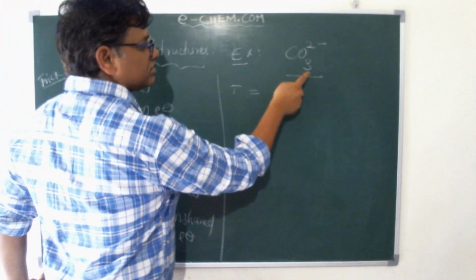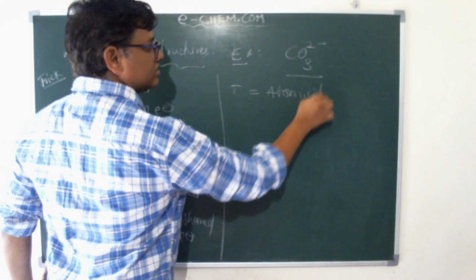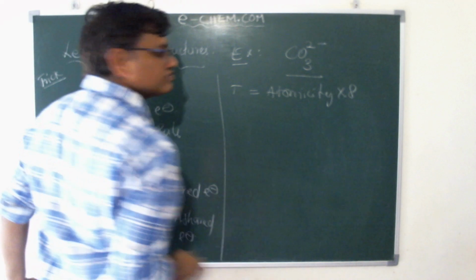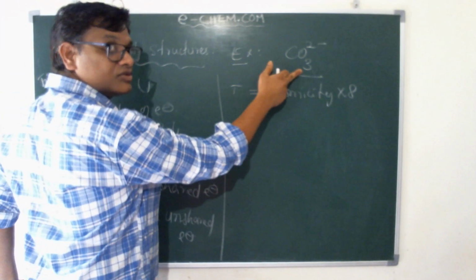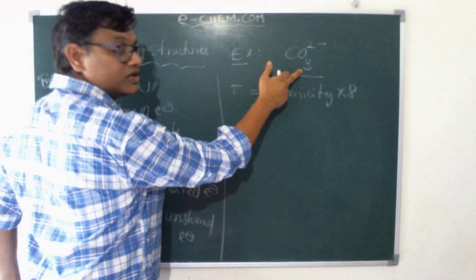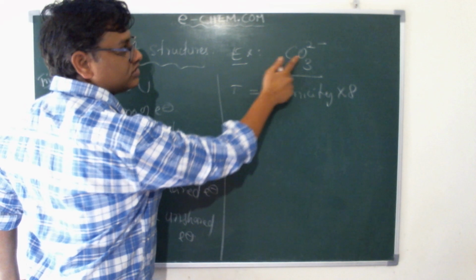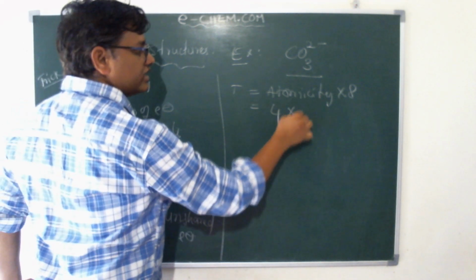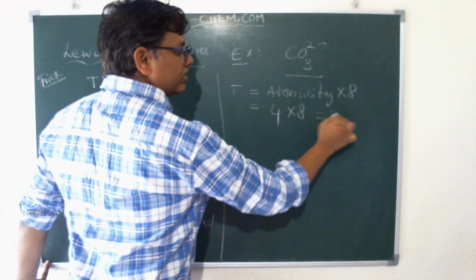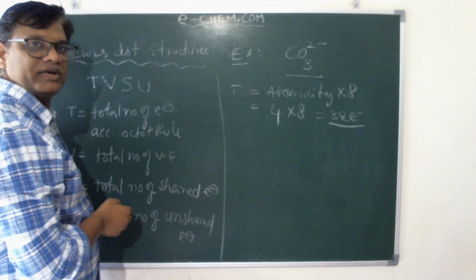So you need to check the atomicity. Atomicity into 8. Atomicity is the number of atoms per molecular ion or molecule. 3 plus 1, 4. 3 oxygens, 1 carbon. So total 4, into 8. So the total number of electrons is 32 according to octet for this carbonate ion.